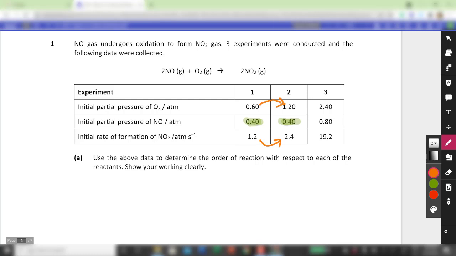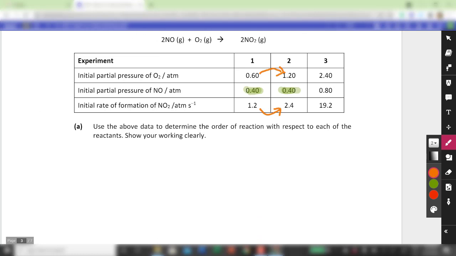From here it is very clear that this is a direct proportional relationship. Therefore we can say that as the initial partial pressure of O2 doubles from 0.6 to 1.20 atmosphere, while keeping the initial partial pressure of NO constant at 0.40 atmosphere, the initial rate of formation of NO2 doubles from 1.2 to 2.4. So therefore the order of reaction with respect to O2 is 1. So you can do it by inspection in this manner.